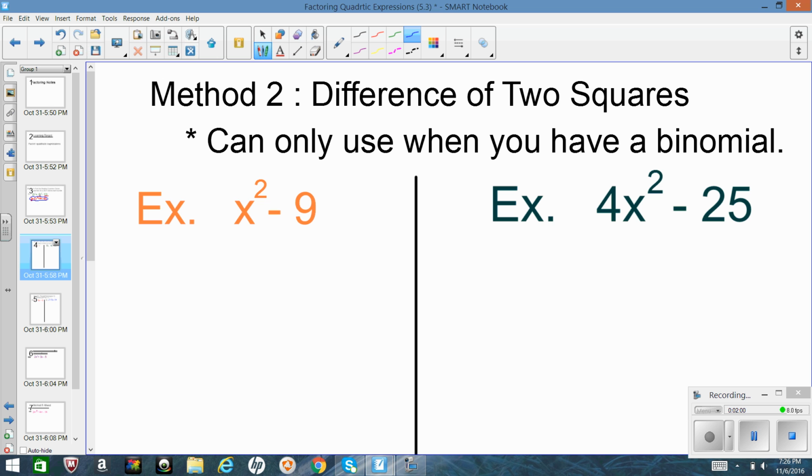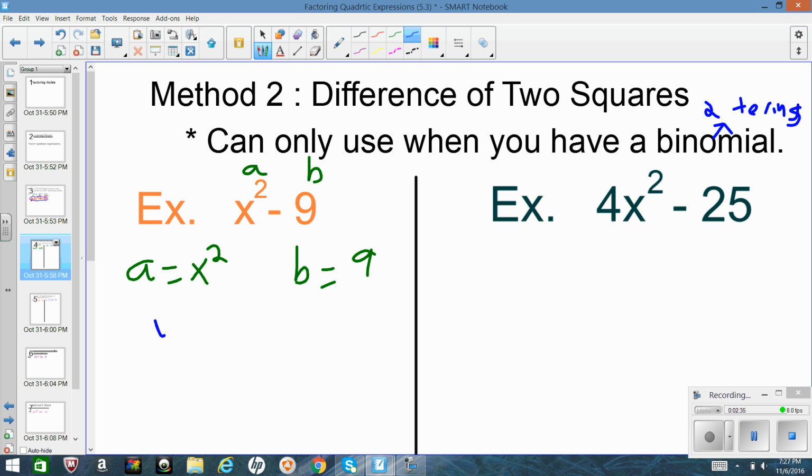Let's go look at method 2, which is the difference of 2 squares. You can only use this when you have a binomial, meaning you have 2 terms. You're going to split this up into A and B. So A equals x squared, which is this first part, and this is my B. So B would equal 9.